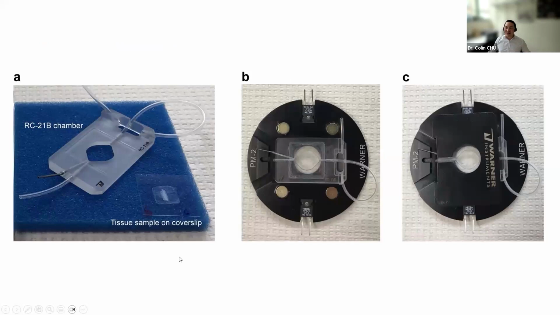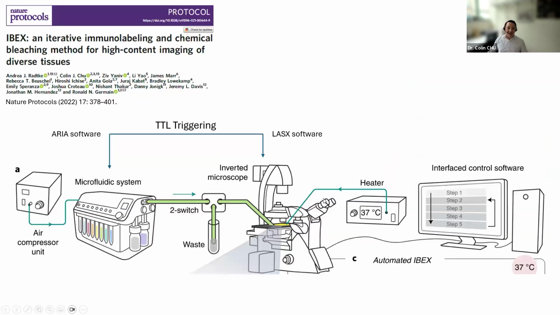Well, it's never as beautiful as the schematic. So here is an example of the tissue on a cover slip. We would then fit that on with a little bit of vacuum grease and then insert it, as you can see in B and C, onto the mount. And this is how we would have our tissue located on it.